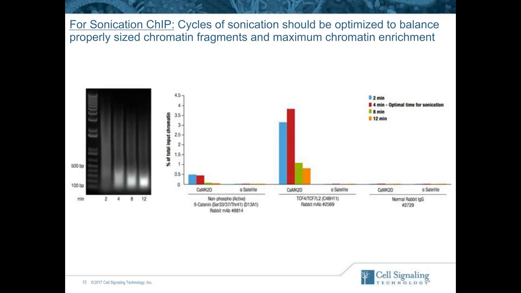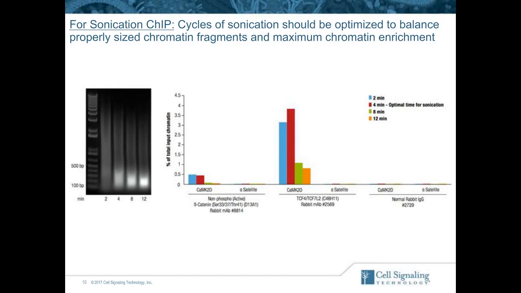However, if we look at enrichment of target genes for the TCF4 transcription factor and beta-catenin, a cofactor that binds to TCF4, we see that the highest levels of enrichment for CAMK2D, a known target gene, are found using chromatin that was sonicated for only 2 to 4 minutes. We find that 8 to 10 minutes actually decreases the enrichment that we see by qPCR. So more sonication is not always better.